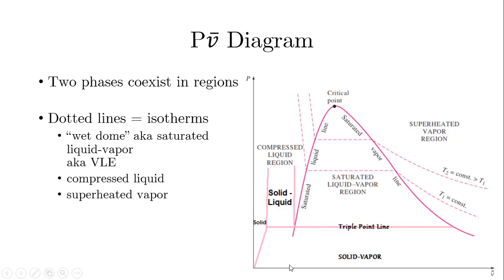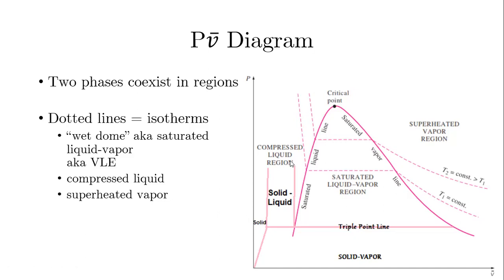The volume does not. The volume will change. So as I'm going from a place where I have only liquid to a place where I have only vapor, the P and T will not change, the specific volume will, and I will eventually reach a place where I have only vapor. And then my pressure will change as I increase the heat as I go to the right.